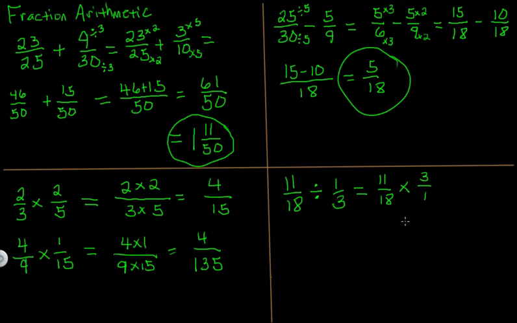So now I have a multiplication problem. All I have to do is 11 times 3 is 33, and 18 times 1 is 18, and that's it. All right, so that's big bad division. We just turned it into multiplication. A useful mnemonic for remembering how to do this is keep it, change it, flip it. To divide fractions, we keep this one the same, change division to multiplication, and flip this one by finding the reciprocal. Keep it, change it to multiplication, flip it, and then we multiply.